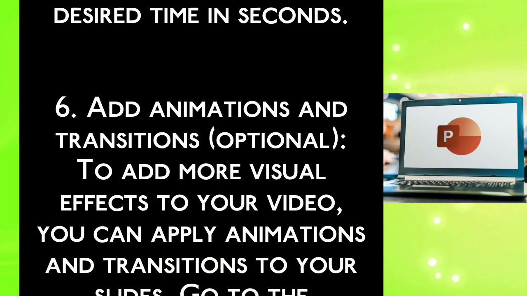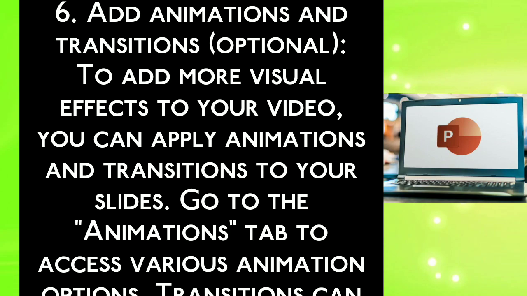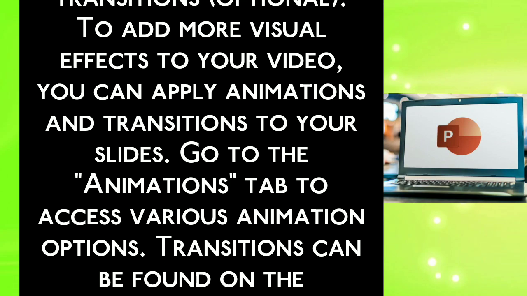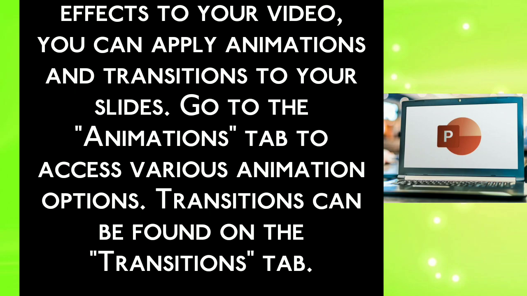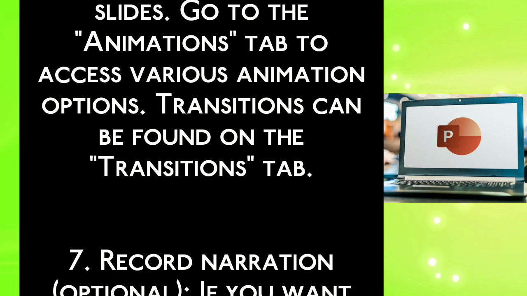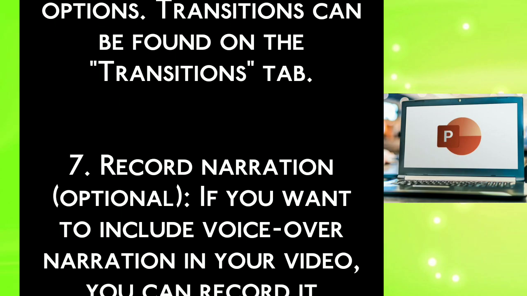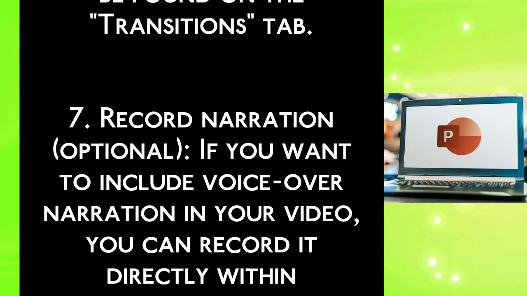Number 6. Add animations and transitions. This is also optional. To add more visual effect to your video, you can apply animations and transitions to your slides. Go to the Animations tab to access various animation options. Transitions can be found on the Transitions tab.